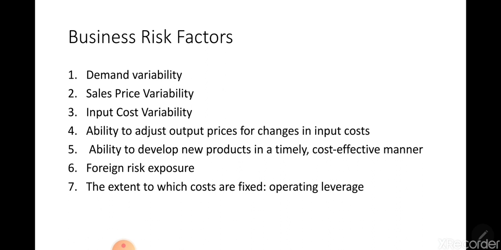Number 7 is the extent to which costs are fixed, which is your operating leverage. If a high percentage of its costs are fixed, then the firm will be exposed to a relatively high degree of business risk. This factor is called operating leverage. So जितनी ज़्यादा आपकी fixed costs होंगी, उतनी ज़्यादा आपकी operating leverage होगी, और उतना ज़्यादा ही आपका business risk होगा. We will discuss this point in detail in the coming video.